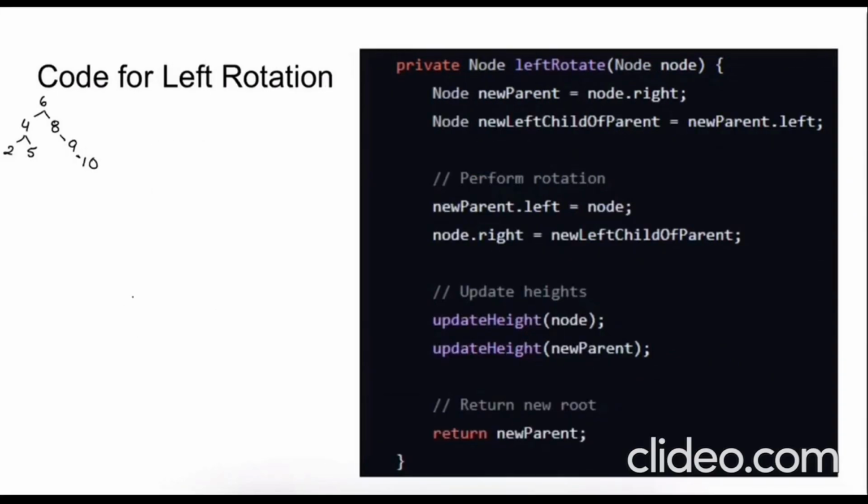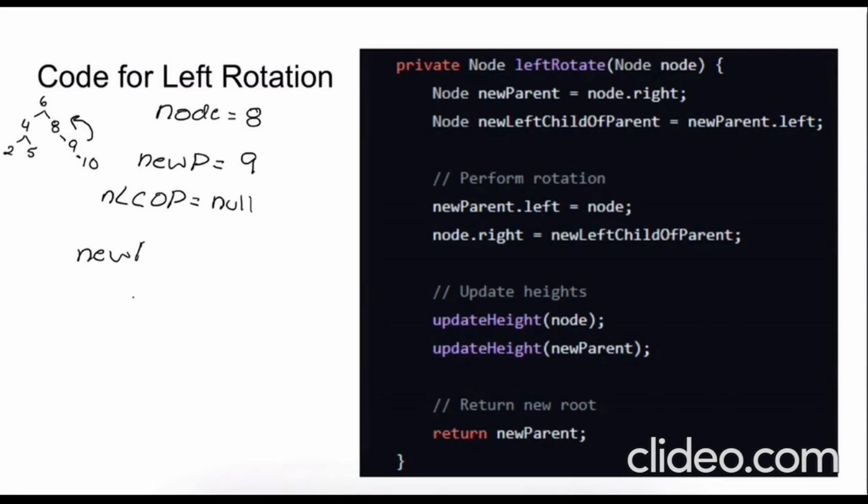This is the code for left rotation, which we are performing on 8. Right, so the new parent is 8's right child, which is 9. This makes sense. 9 comes up. The new child of parent is 9's left child. This is null. For the rotation part, the new parent's left child is 8. Right? 8 becomes 9's left child. And 8's right child becomes the new left child of parent. That is null. So this is what this looks like.